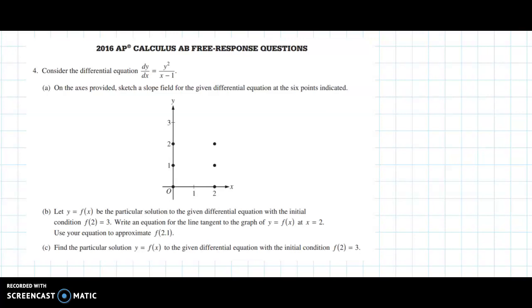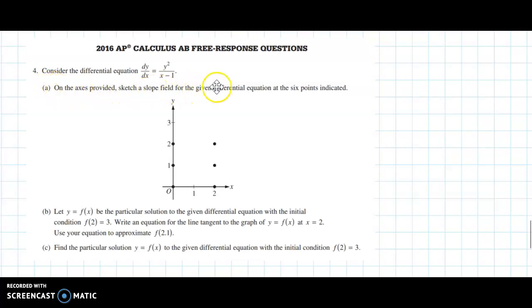So once you know how to do some basic separation of variables, it actually opens the door to being able to do some complete FRQs that you could see on the AP Calculus test. This FRQ is from the 2016 test. It's from the AB test, and it's question number 4. So let's look at what they ask us to do.